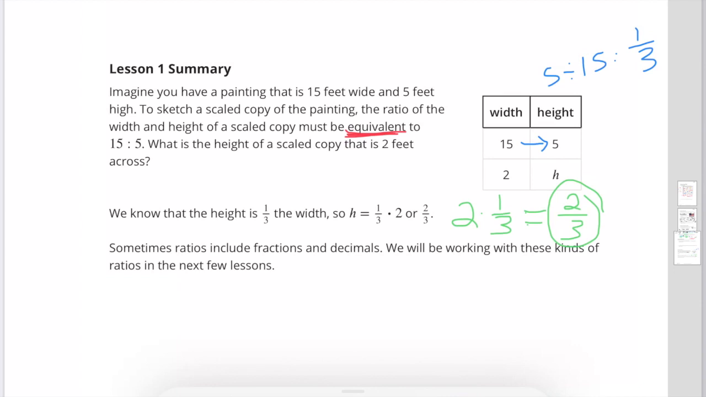Okay, so now you're going to work the practice problems for lesson 1.